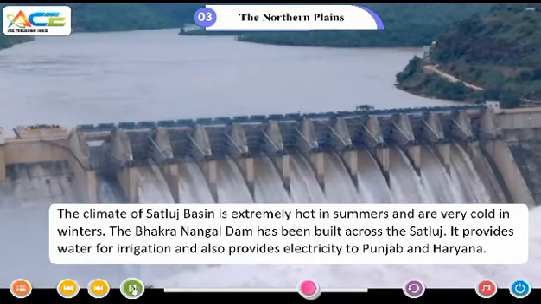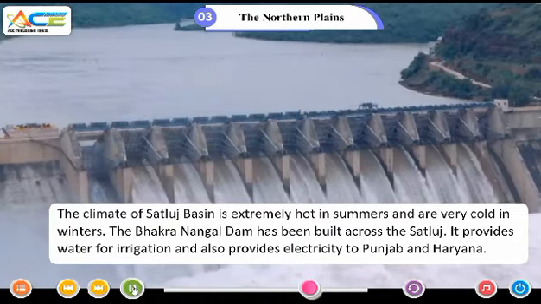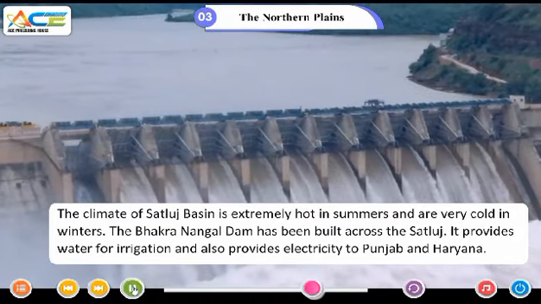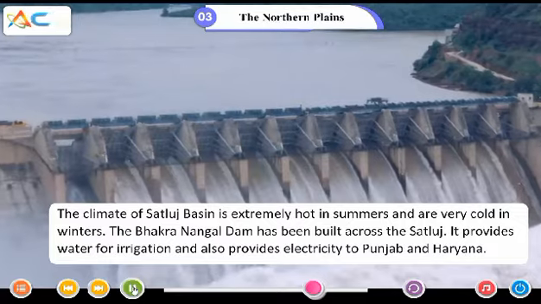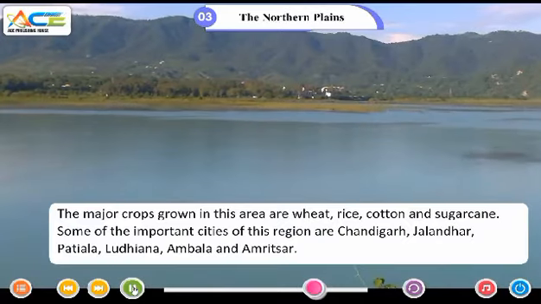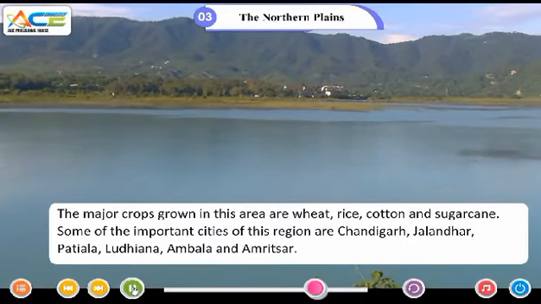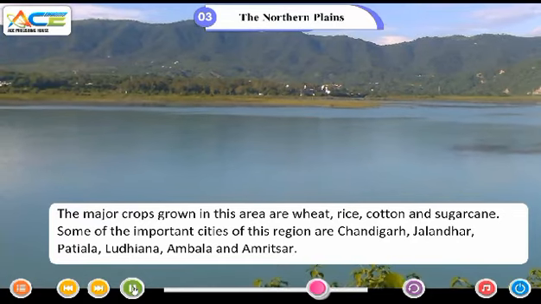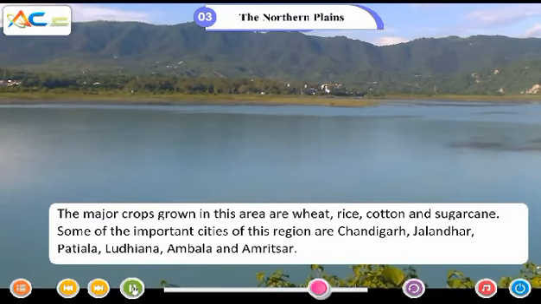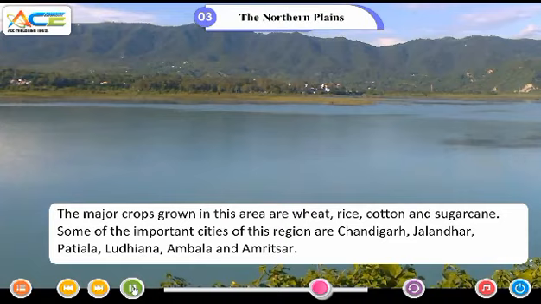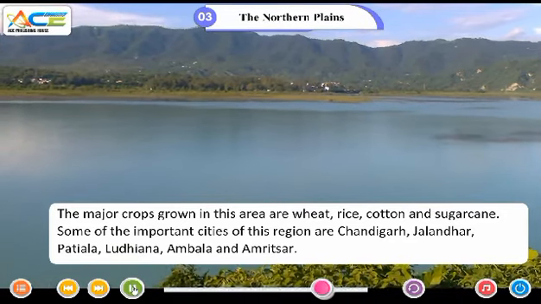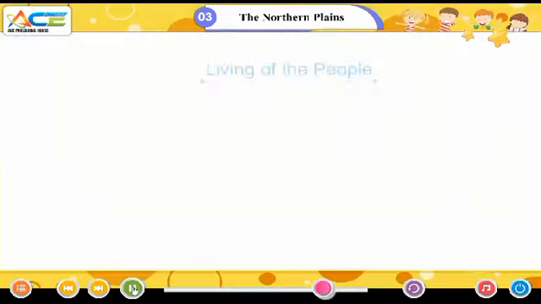The Bhakra Nangal Dam has been built across the Satluj. It provides water for irrigation and also provides electricity to Punjab and Haryana. The major crops grown in this area are wheat, rice, cotton and sugarcane. Some of the important cities of this region are Chandigarh, Jalandhar, Patiala, Ludhiana, Ambala and Amritsar.